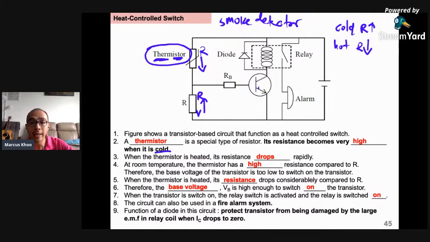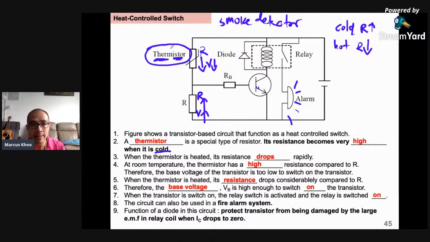So when it is very hot, bila dia menjadi panas, the thermistor will detect the heat. Dia akan mengesan itu haba, and it will reduce the resistance. So because here the resistance is reduced, therefore the voltage yang melalui sini pun akan reduce. Di sini akan menjadi voltage lebih tinggi. Voltage lebih tinggi di sini, transistor switch on, collector current flow, alarm begitu. That is when it is very hot.